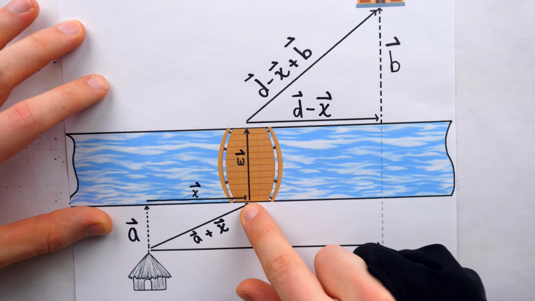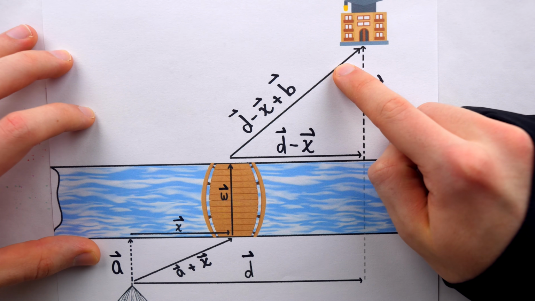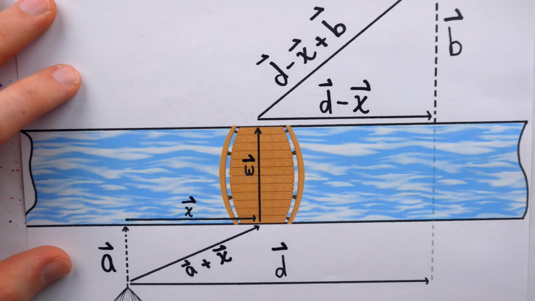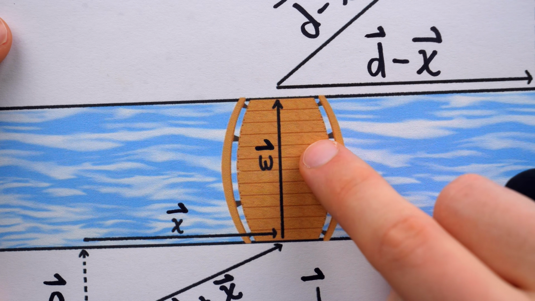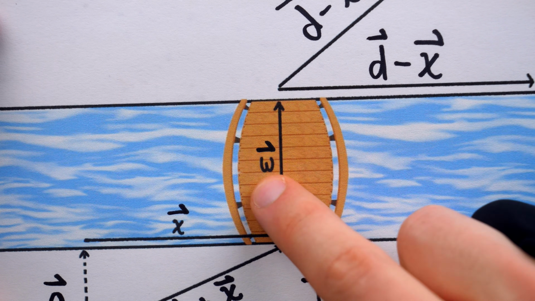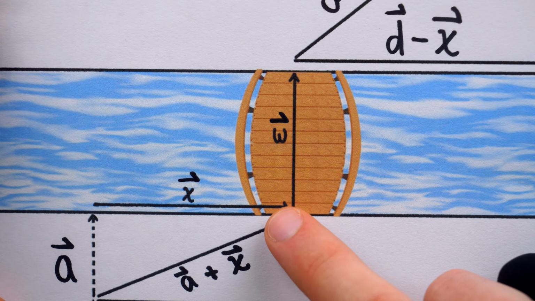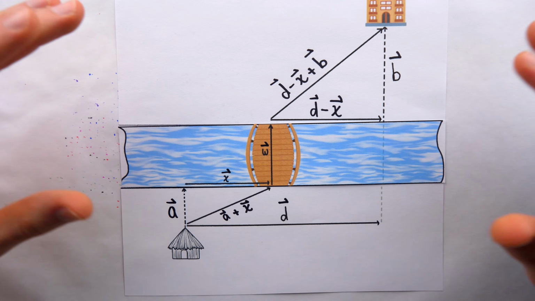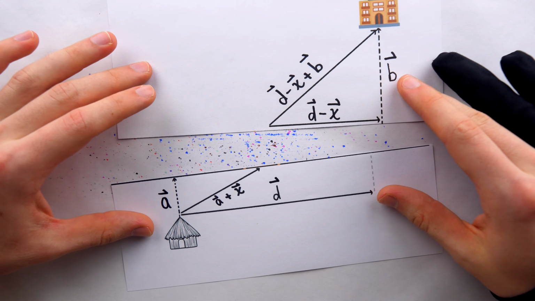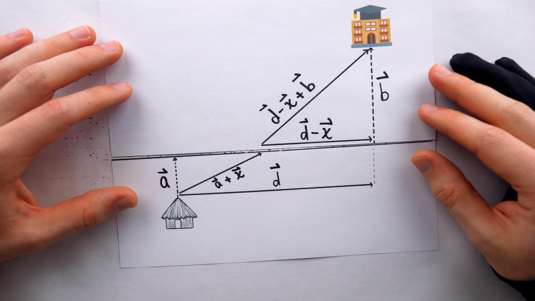When we look at the three components of our path to the school, there's one component we can't change. That is, of course, the distance across the bridge. For that reason, this distance doesn't really matter. No matter what x is, this is still going to be the same w across the bridge. So we may in fact disregard it entirely, imagining the fixed width of the river to be 0.